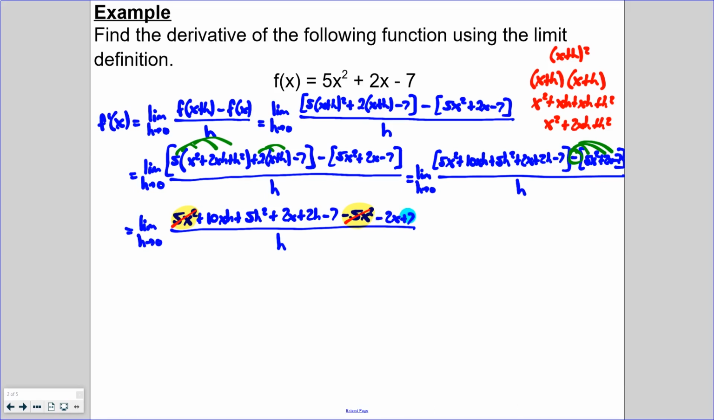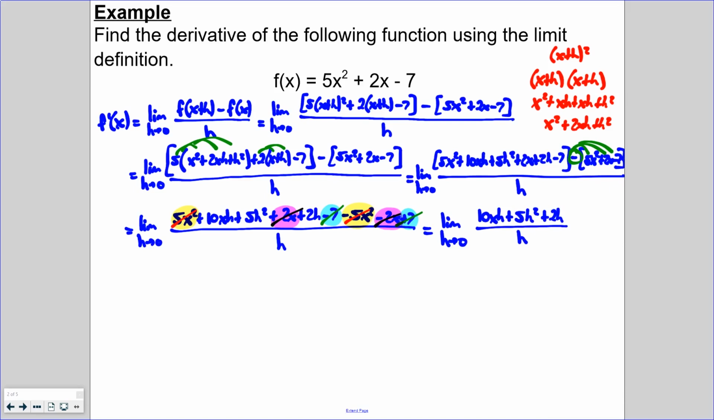So that means that this positive 7 and this negative 7 should go away. And what else can we cancel? I can see that I have a positive 2x and a negative 2x, so those cancel. So then what does that leave us with? So continuing on, we're going to have the limit as h approaches 0 of 10xh plus 5h squared plus 2h all over h.